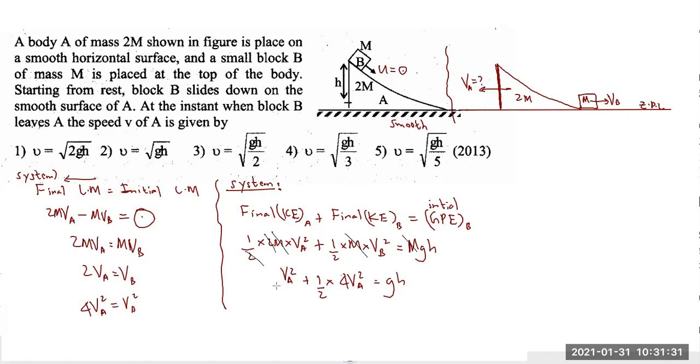It's actually VA squared plus, and what do we have here finally? This is VA squared plus 2VA squared, that is 3VA squared. 4 and 2 divide, so 2. VA squared plus 2VA squared, 3VA squared, that is equal to gh. And finally, VA squared is equal to gh by 3. And finally, VA is going to be equal to square root of gh by 3. And that is the fourth answer.